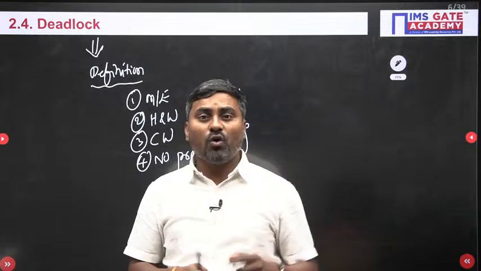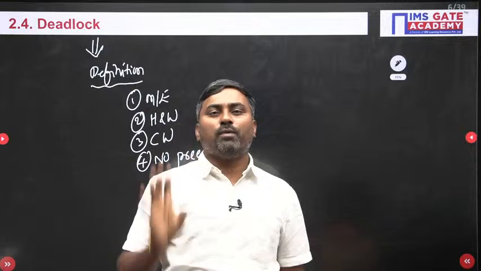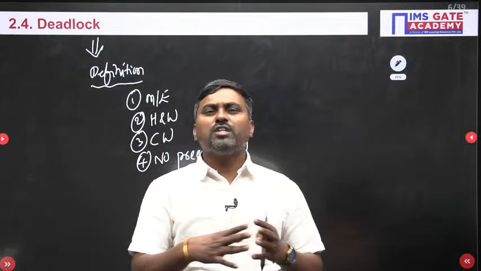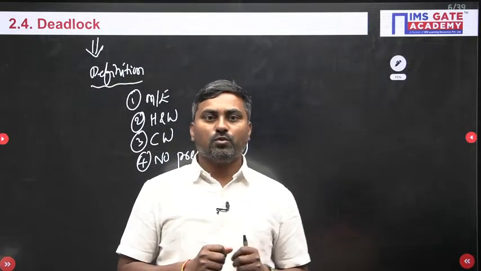If there is a deadlock, these 4 conditions must be there. If one of the conditions is not present, there is no deadlock. That's how simply you can observe it. That's only the definition.